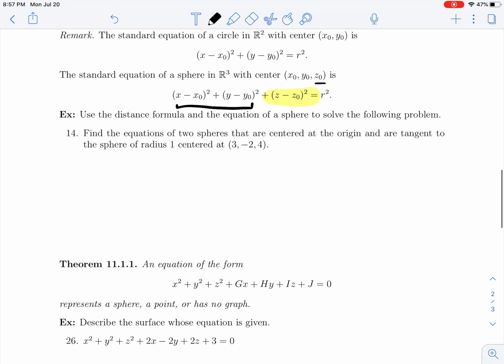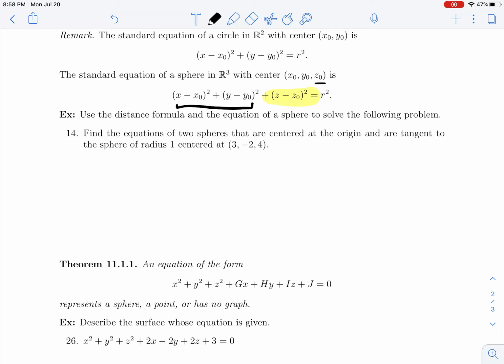So let's make use of this formula to solve the next problem. Use the distance formula and the equation of a sphere to solve the following problem. Problem 14 from the text: Find the equations of 2 spheres that are centered at the origin and are tangent to the sphere of radius 1, centered at the point (3, -2, 4).